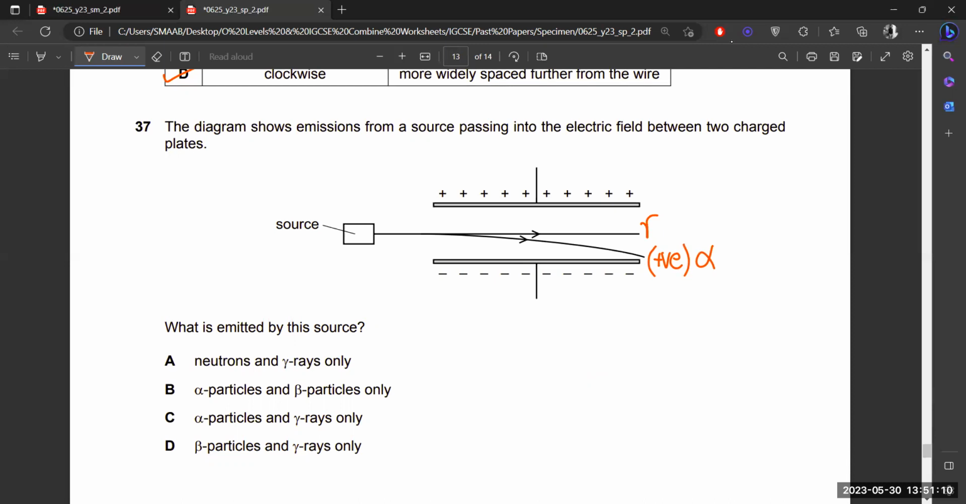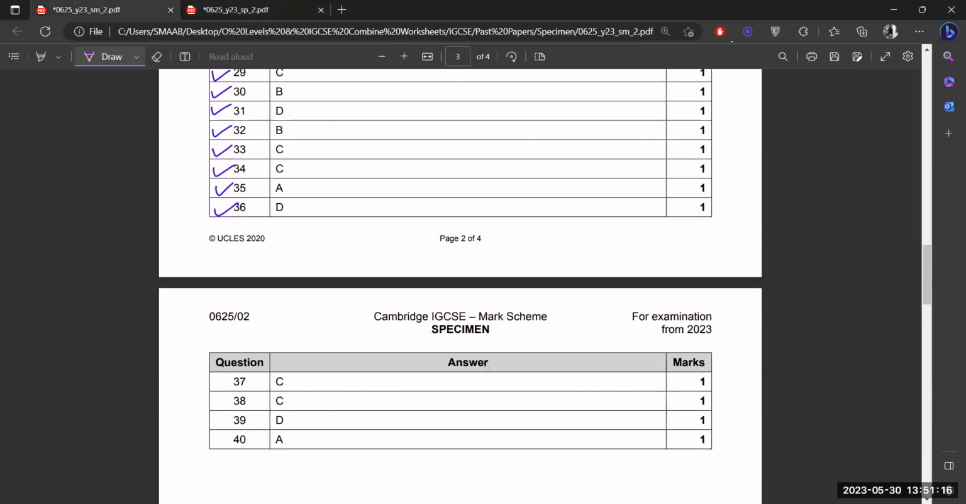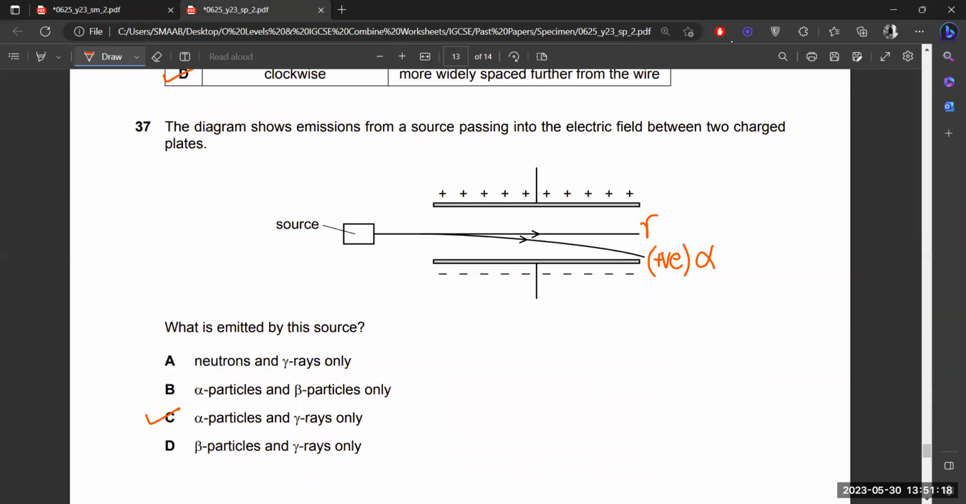source of radiation over there. So alpha particle and gamma particle only, option C. Right.